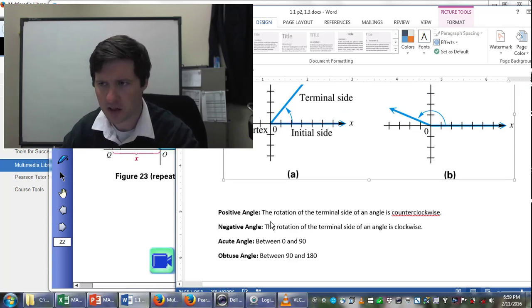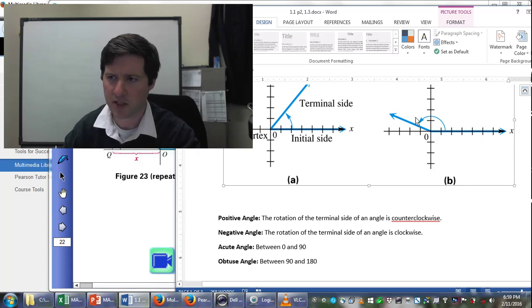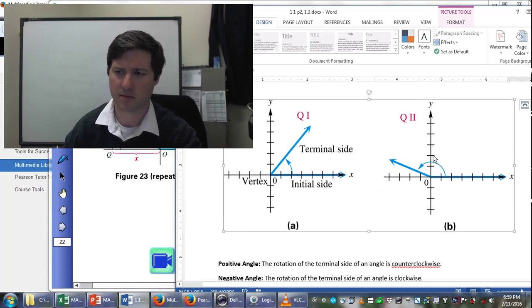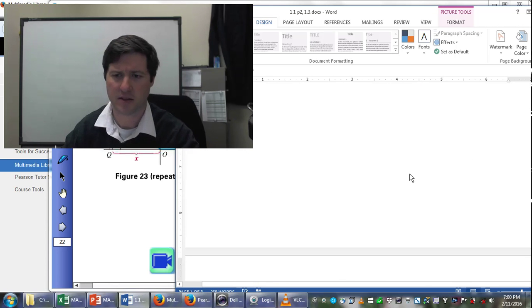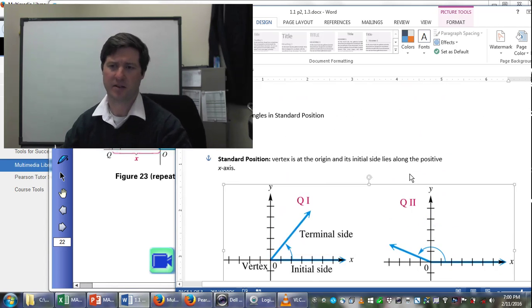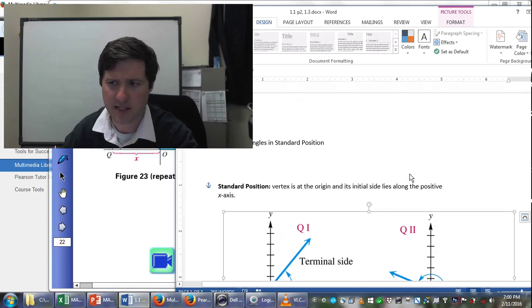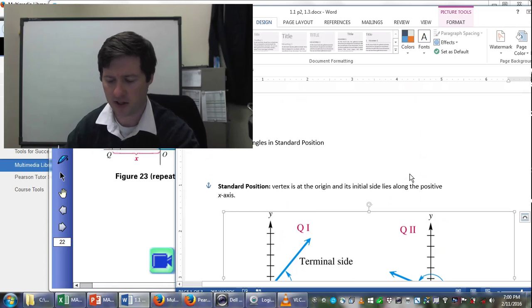Okay. Acute angles are what we normally work with. We've mostly been working with triangles, really, that are acute, where all of the angles are between 0 and 90. We can also have obtuse angles. For example, this second one over here, that's an obtuse angle. It's bigger than 90 degrees, but less than 180.